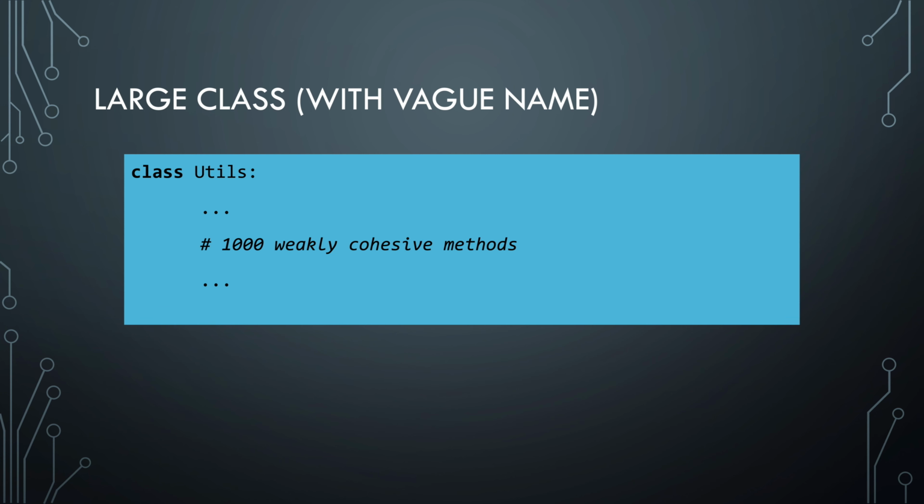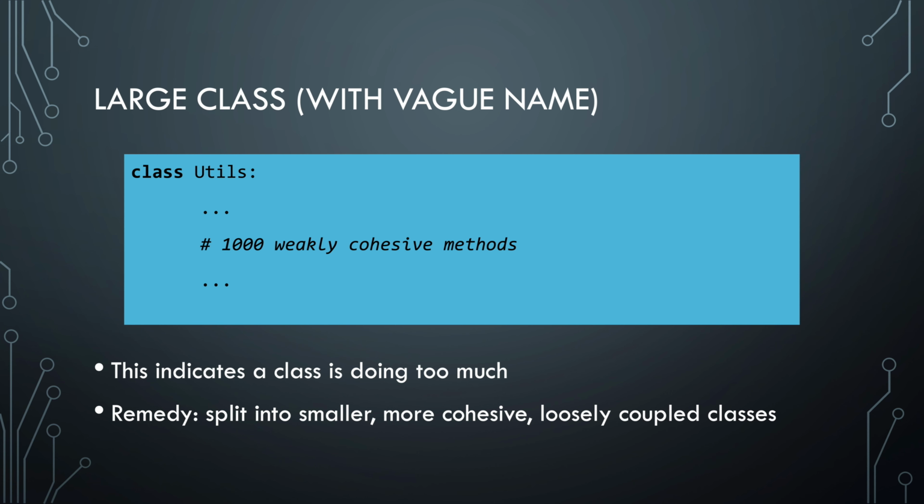Or how about this example? The infamous utils class. The name is vague and indicates that this class is doing too much. The remedy? Split the class into smaller, more cohesive and loosely coupled classes.